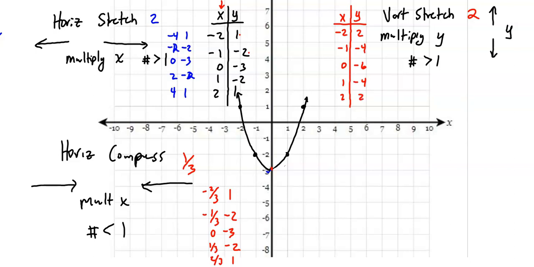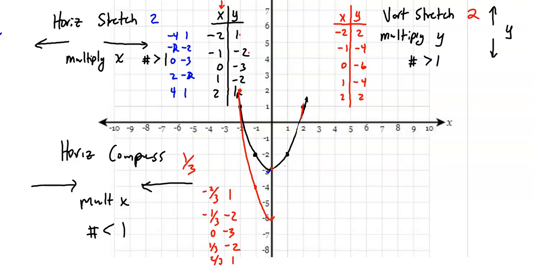Now when I plot that, left 2, up 2. So that one got stretched. Left 1, down 4. So that one got stretched. 0, -6 came way down here. 1, -4 comes right here. And then 2, 2. Notice everybody got stretched further away from the x-axis because I'm pulling it up and down. So now my new graph looks like that. I got yanked vertically in the up and down direction.